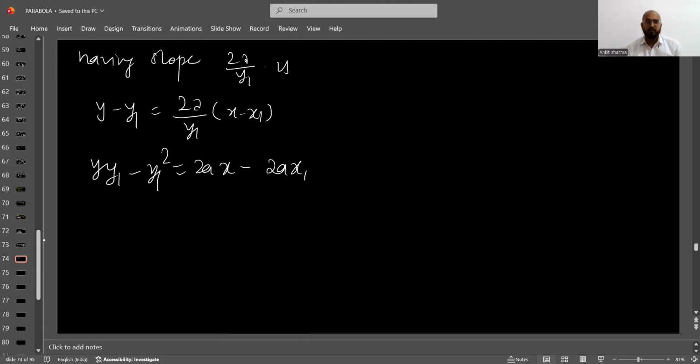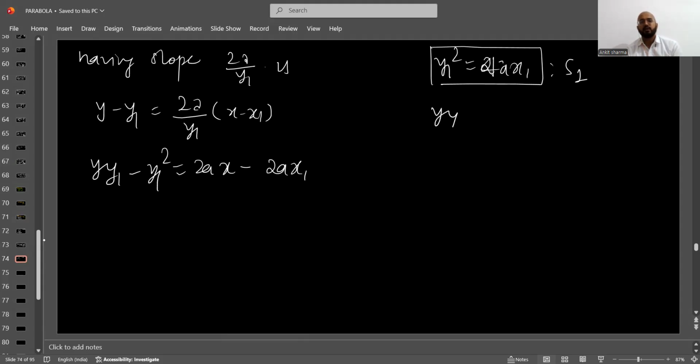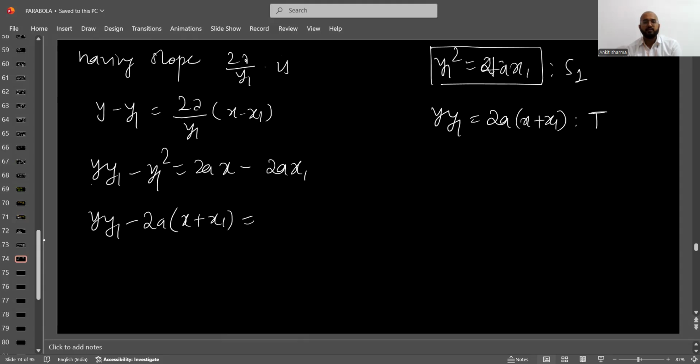Now we just need to add a few terms, because we can see here that if I add y1 square equal to 4ax1, which is nothing but the point on the parabola, so I can write s1 here. And y1 is equal to 2a into x plus x1, which is nothing but the equation of tangent. So y1 I already had, I'll just simply subtract here 2a into x plus x1.